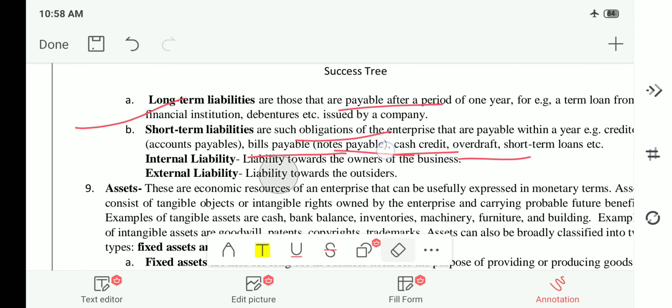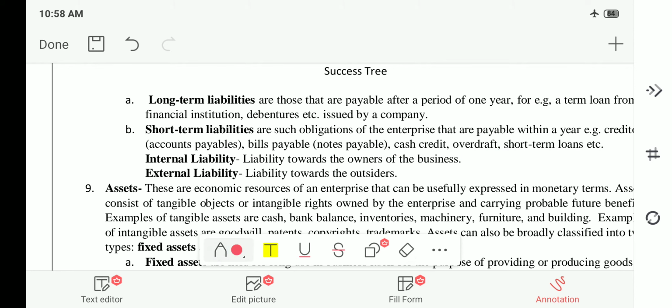A simple example is that if I am running an organization and I have recruited 10 persons, and in the agreement it is mentioned that I will be paying you every month on the last date of the month. Therefore, it is a liability on me to pay the amount to this person within a short span of time, and it is also less than a year. Therefore it is nothing but a short-term liability, right?